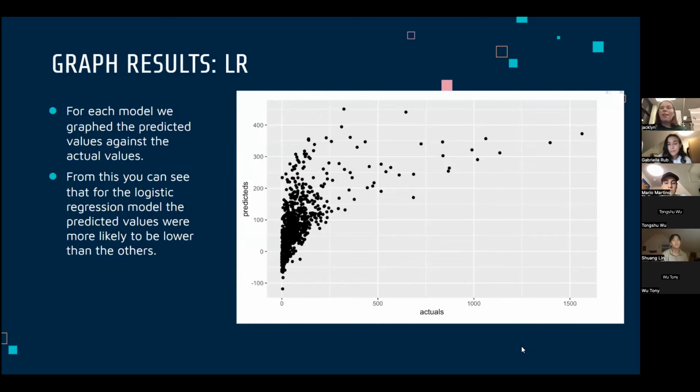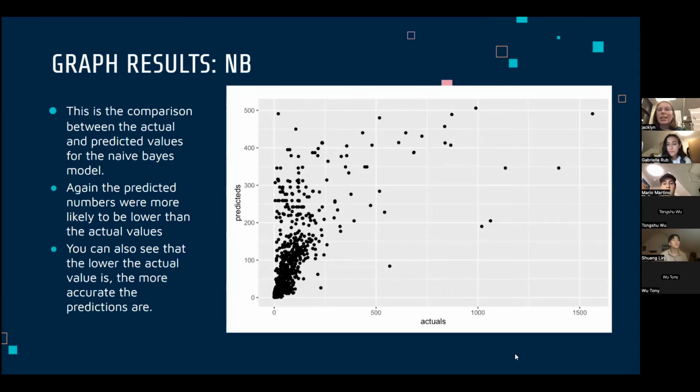Then we graphed the predicted values against the actual values for each of the different models. So this is the graph for logistic regression. And so you can see that the predicted values were very likely to be lower than the actual values. And then here are the results for the naive Bayes model. And again, we see that the predicted numbers were lower than the actual values. And you can also see that the lower the actual value is, the more accurate the predictions seem to be.